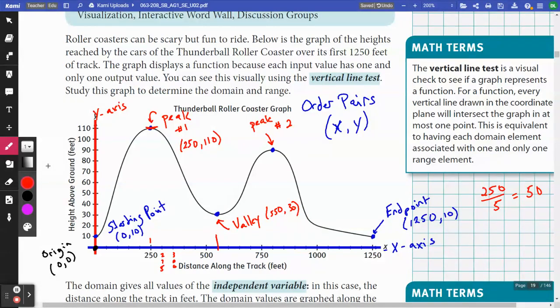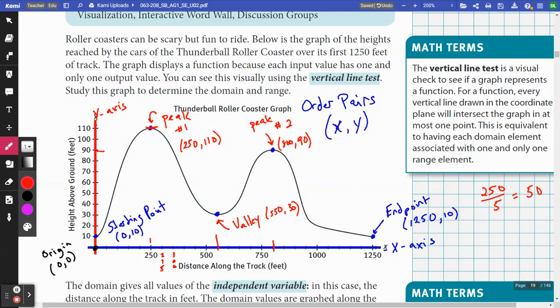What about this peak here? This peak is at 800. And how high is it? 90. Use your ID badge. Remember how I said you use your ID badge? Use your ID badge and make sure it's straight, and you can clearly see that it goes to 90. All right.